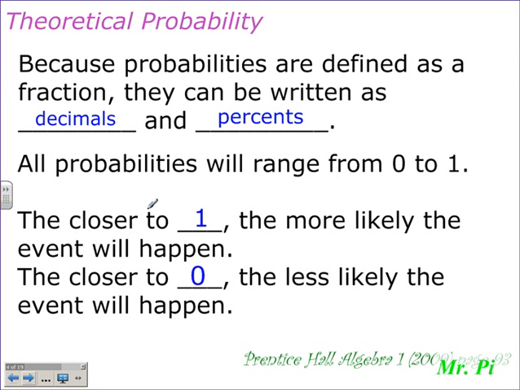Because probabilities are defined as a fraction or a ratio, they can be written as decimals and percents. All probabilities will have a range from 0 to 1. The closer to 1 the probability is, the more likely the event is going to happen. The closer to 0 the probability is, the less likely the event is going to happen. So all the time, probabilities are going to be some kind of fraction, some kind of rational number between 0 and 1.